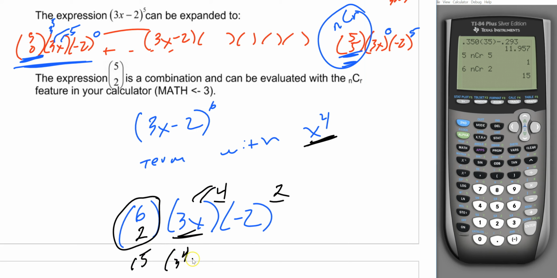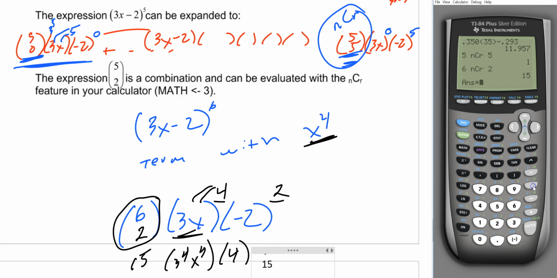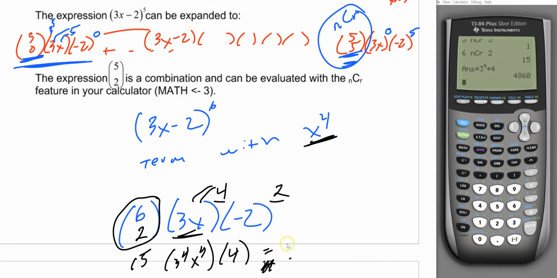This goes to both, so 3 to the 4th, x to the 4th. And then -2 squared is 4. I multiply all those numbers: 15 times 3 to the 4th times 4, and I get 4860. So this becomes 4860 x to the 4th. That's the term. Now 4860 is the coefficient of x to the 4th. They say term, so I wrote the whole thing. If they say coefficient, they expect just this.